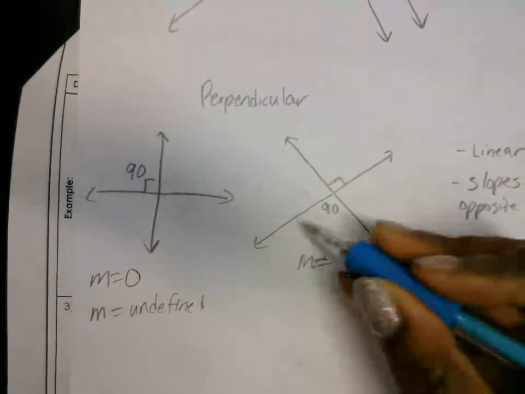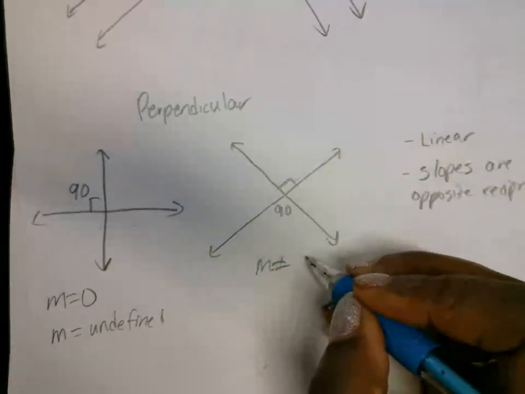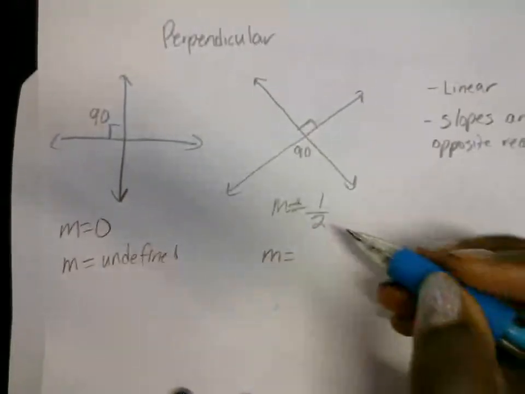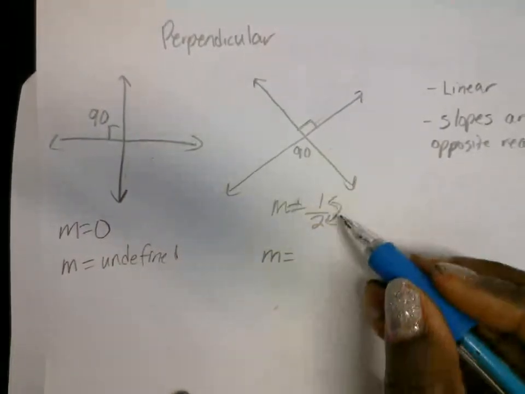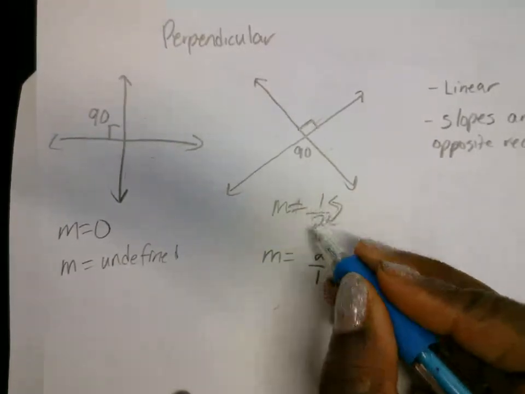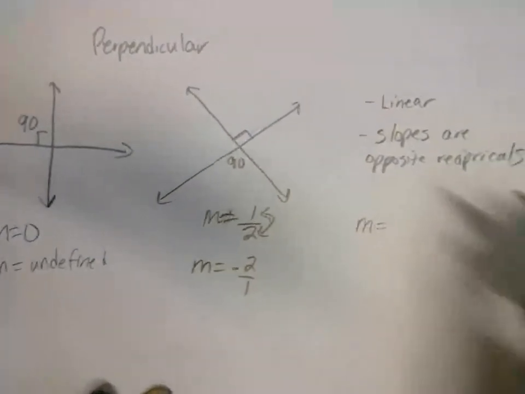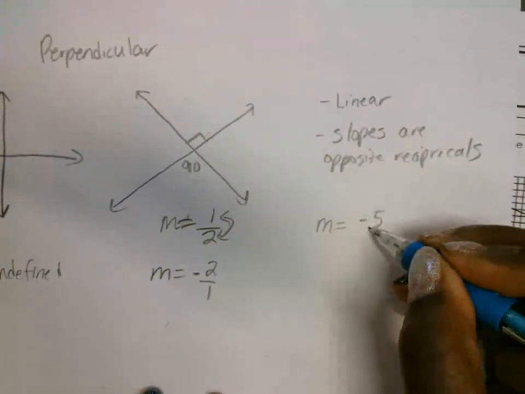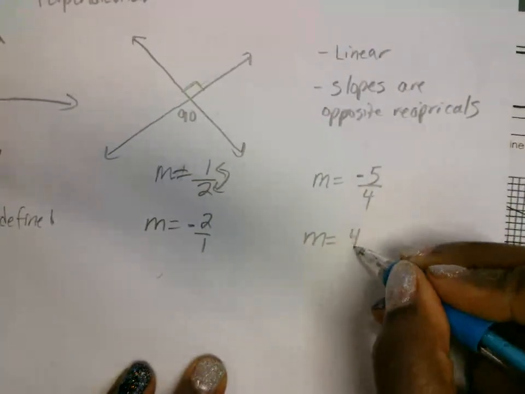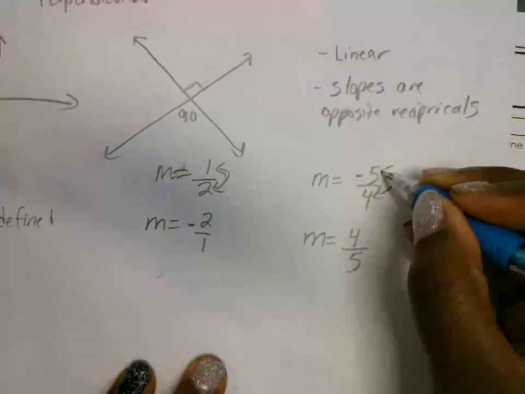If the slope of this line right here is positive one half, then the slope of the other line, the reciprocal, is 2 over 1 or just 2. And since this is positive, this would be negative. So, opposite reciprocal. If the slope is negative 5 over 4, then the slope of the line perpendicular to it is 4 over 5, positive. One's negative, one's positive, and it's the reciprocal.